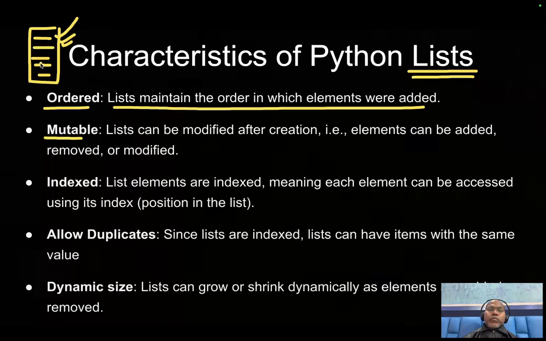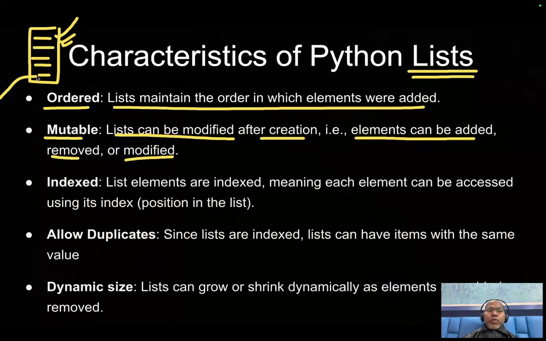Mutable means the list can be modified after creation. Elements can be added, removed and modified. Once you have created this list, you can add more if you want, or you can remove some elements. So list data structures are mutable. That means you can add more or remove even after creation of the list.